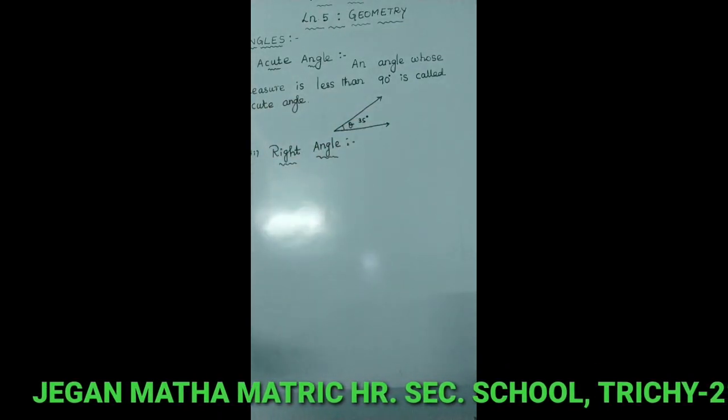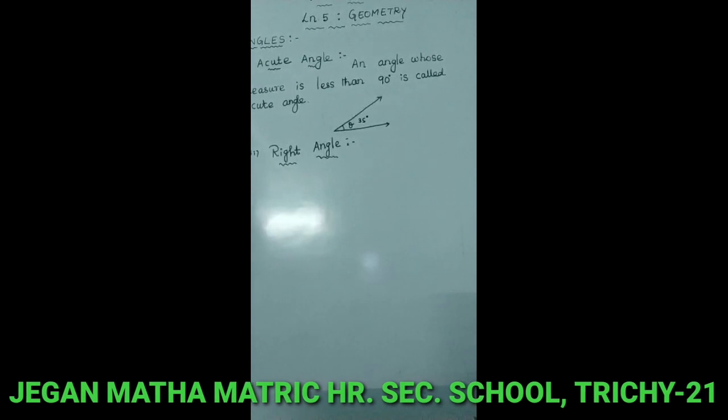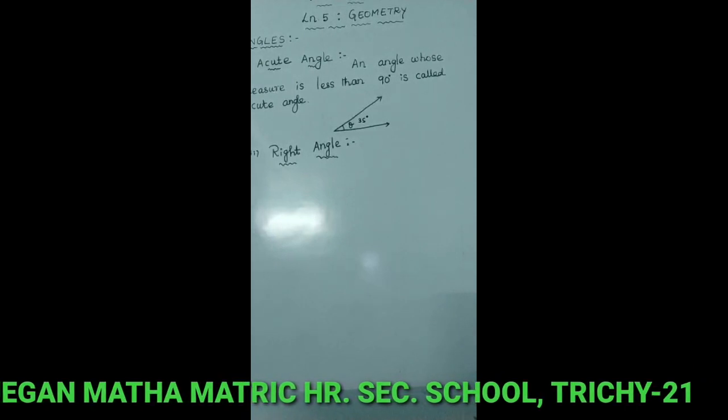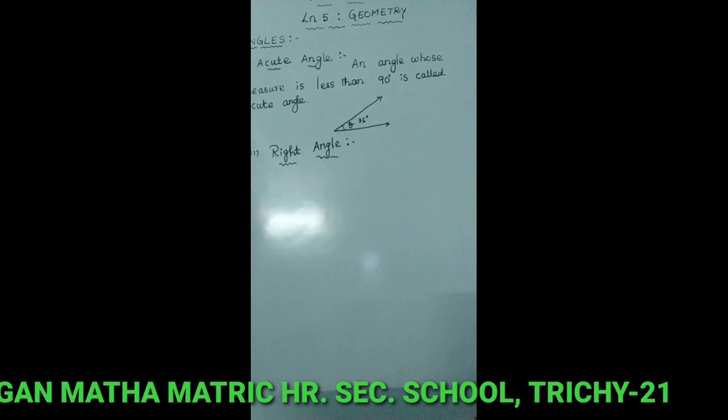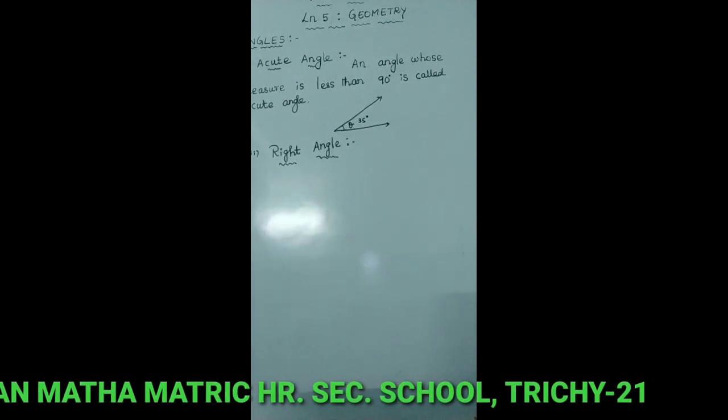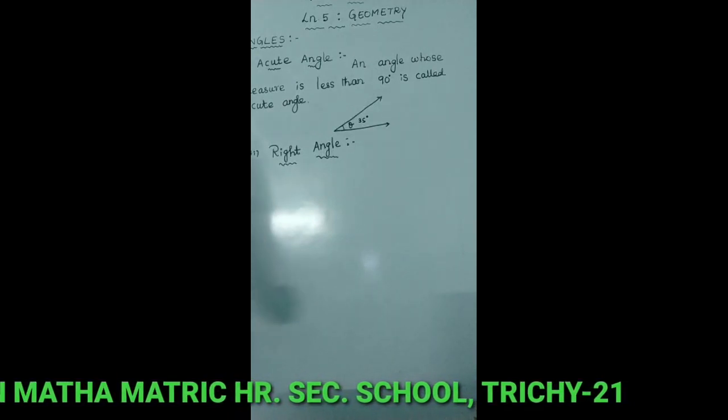The next type is right angle. Right angle means an angle whose measure is exactly 90 degrees is called a right angle.